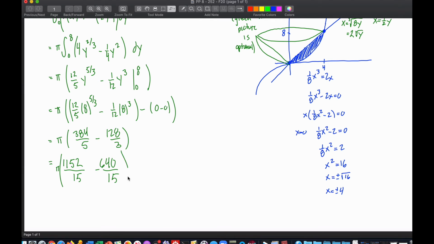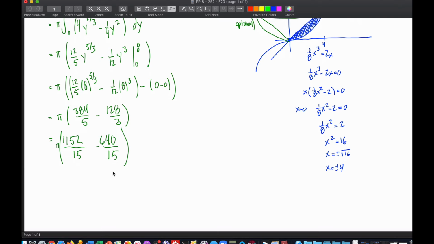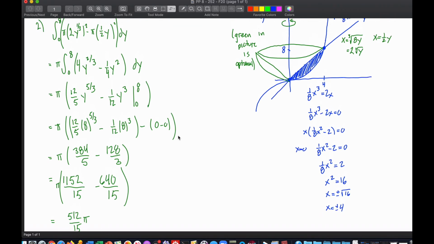And if I subtract the two of those guys, I can get my final answer. Let's see, to get to here from here, I'd need another 512. So I guess 512 over 15 with this pi attached is the volume of the solid that I'm looking for. A little bit worried that I messed up some calculations there without using a calculator.